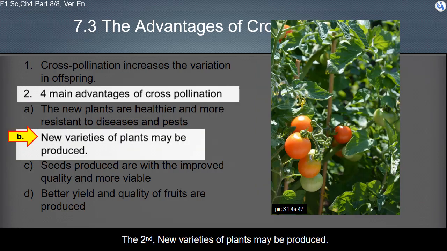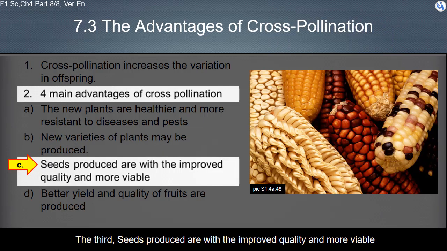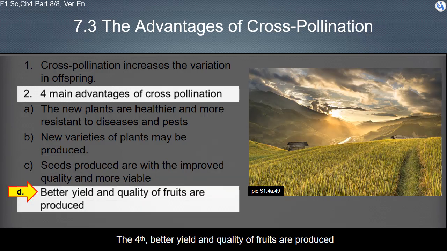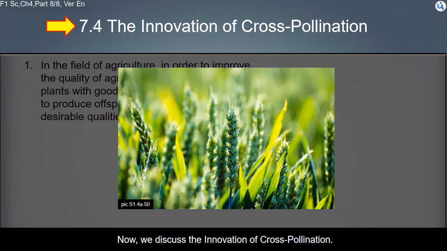The second, new varieties of plants may be produced. The third, seeds produced are of improved quality and more viable. The fourth, better yield and quality of fruits are produced. Now, we discuss the innovation of cross-pollination.